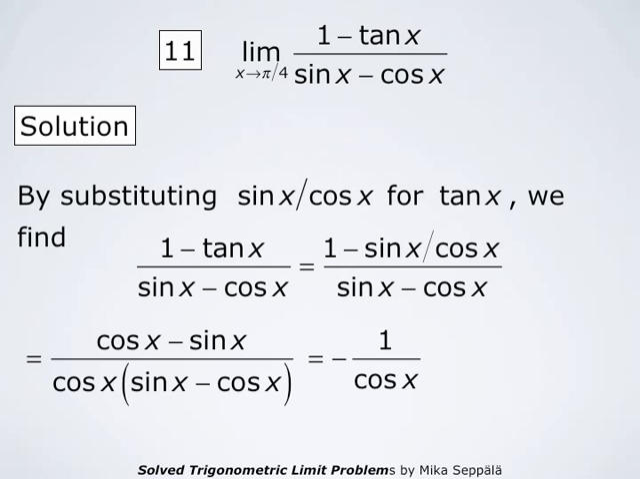And now the limit is easy to compute, because we know that cos x as x approaches π/4 approaches cos(π/4). This was a result of a previous problem that implies this. And this means that the limit of this whole expression as x approaches π/4 is −√2.